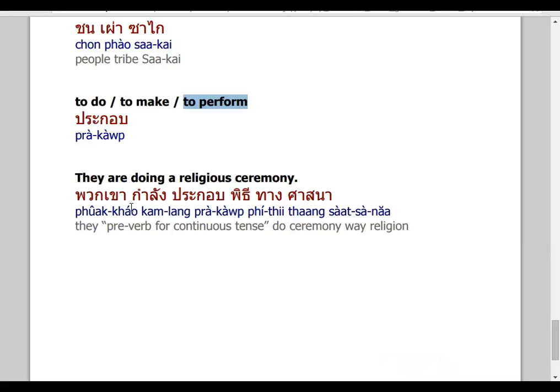So here we have the present continuous tense. Very good. Do. Ceremony. What in Thai is the word for ceremony? And do, what is this one? To do. Ceremony. Religion. Very good, guys. Thank you.